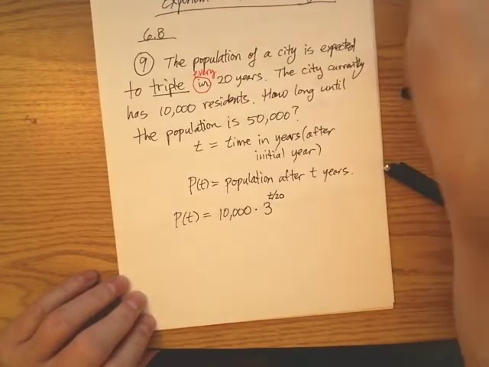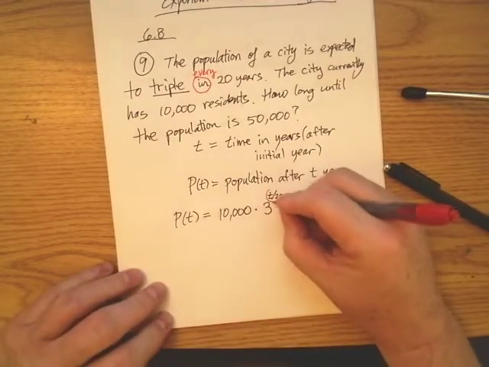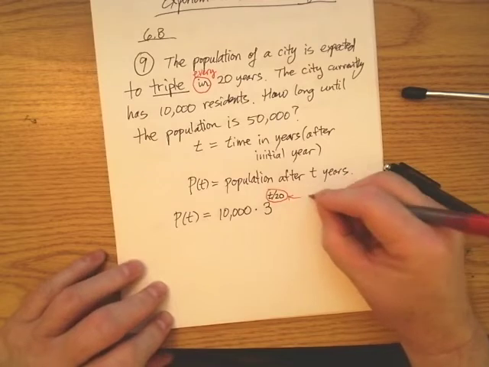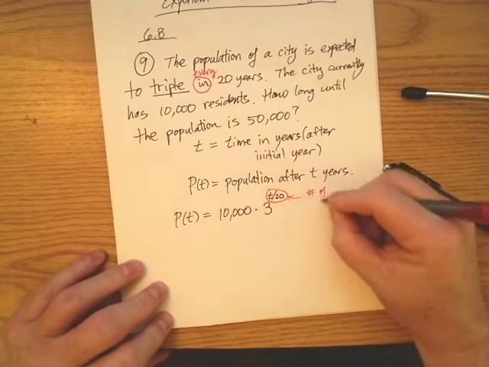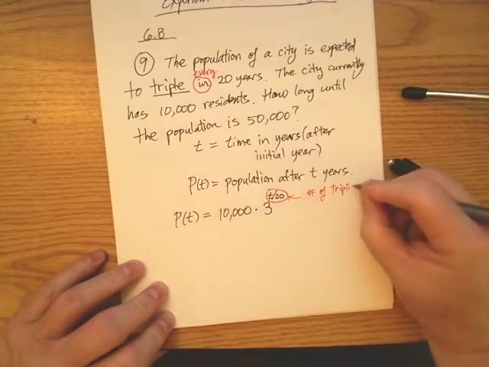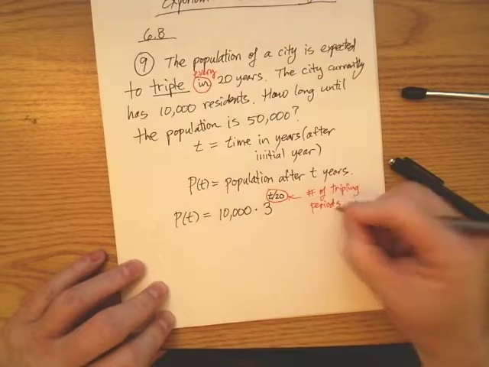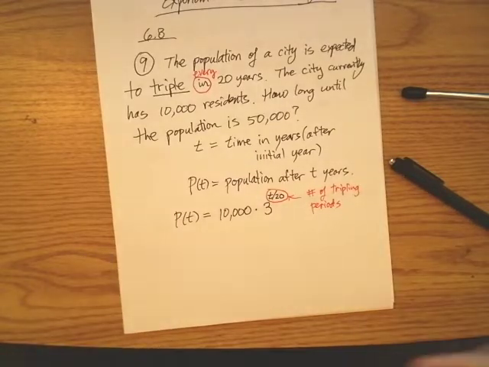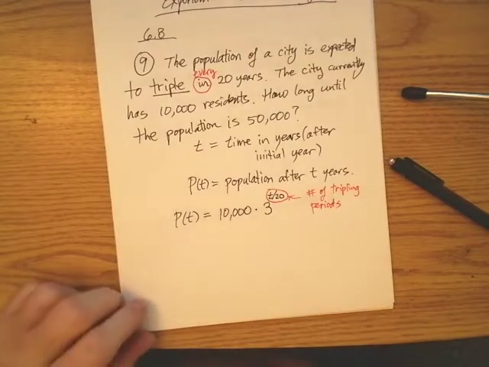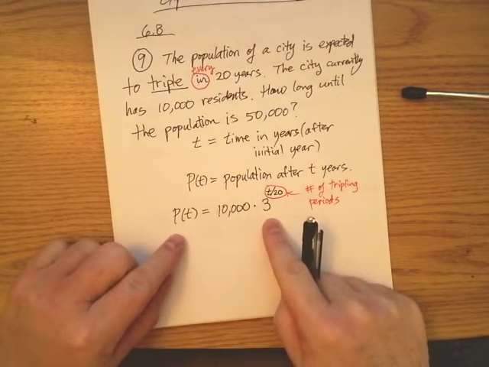Okay, so what this thing actually represents is the number, can I use this terminology? This is the number of tripling periods that have passed in t years. And that's the number of times you would be tripling then, right? Therefore, it's your initial population 10,000 times 3 to that power. So this is the governing law for this, right?